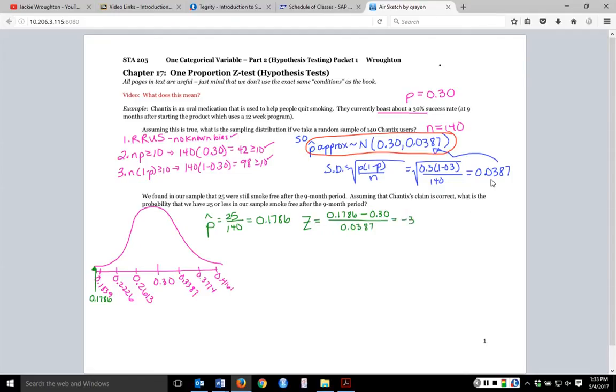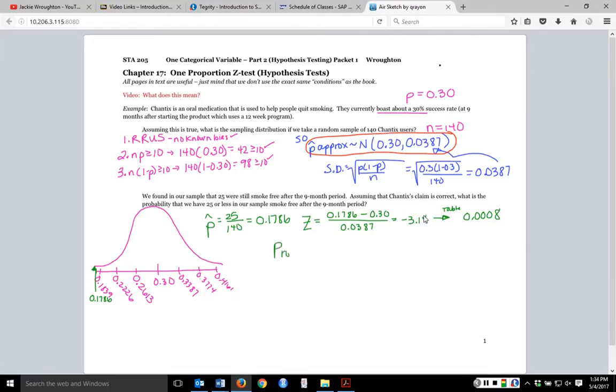And doing our math, we get negative 3.14. Negative, since we're below the mean, more than 3 standard deviations below the mean. So again, that's what that idea is telling us here. We take that number to the table and get 0.0008. Now I assume at this point you can read the table. If you have questions on that, please make sure you're asking me.